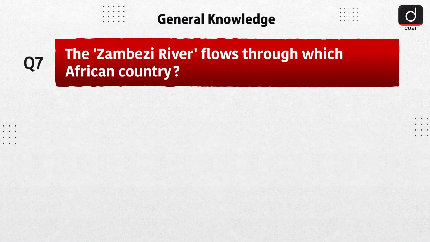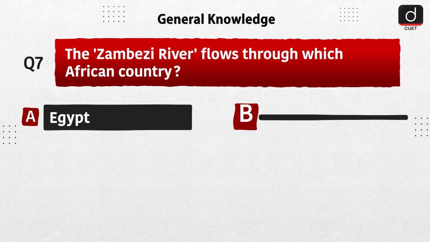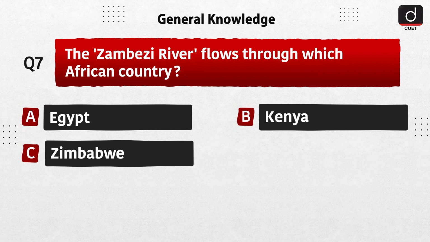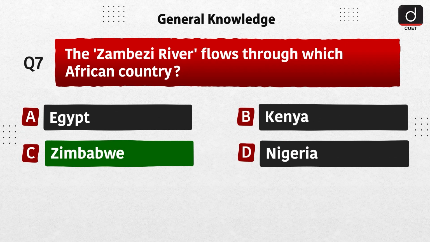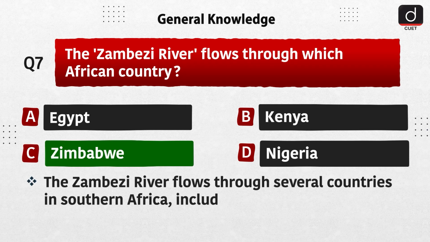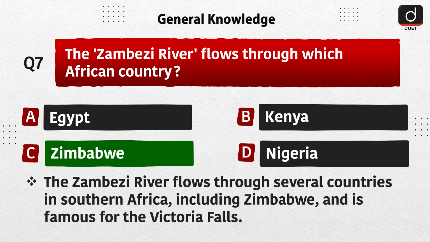Next question is, the Zambezi River flows through which African country? A. Egypt, B. Kenya, C. Zimbabwe, D. Nigeria. The correct answer is option C, Zimbabwe. The Zambezi River flows through several countries in southern Africa, including Zimbabwe, and is famous for the Victoria Falls.